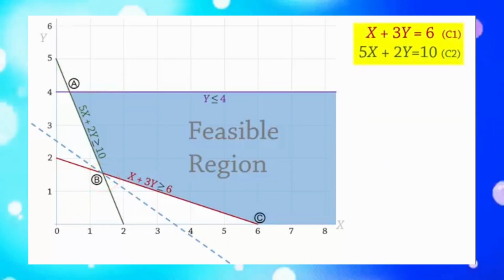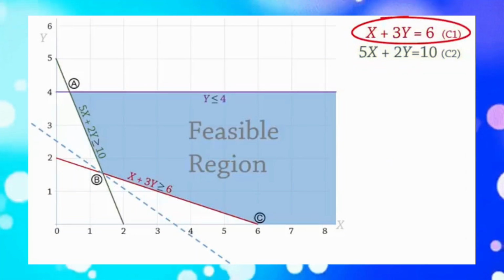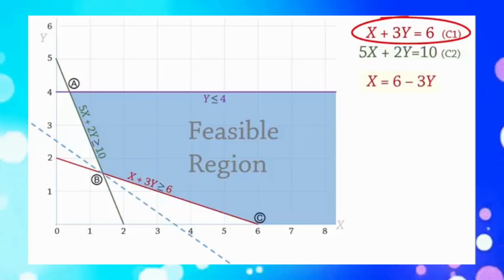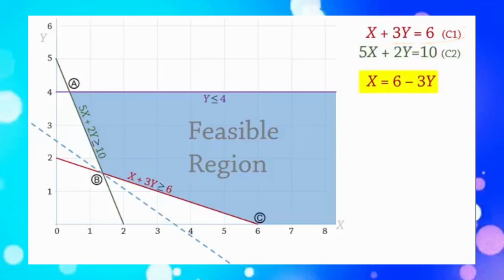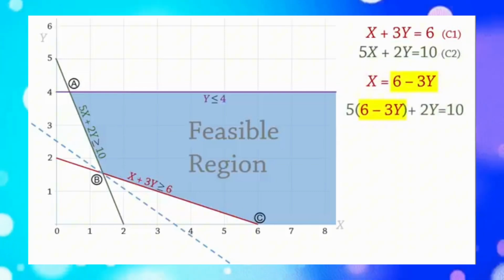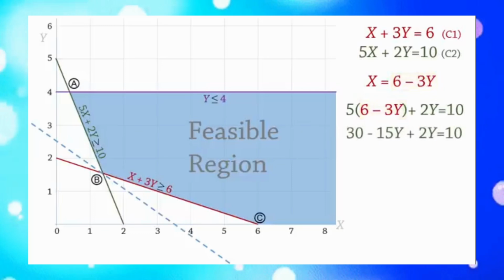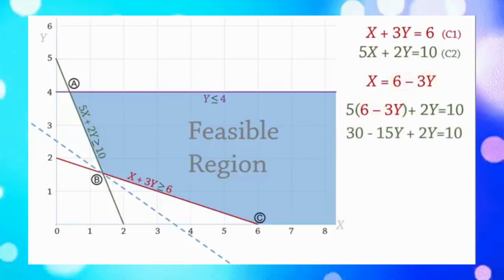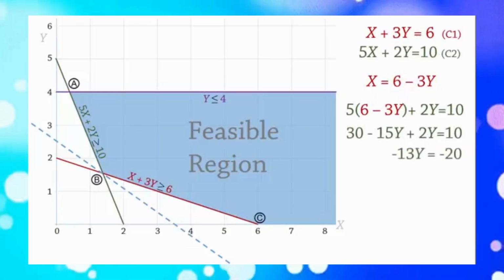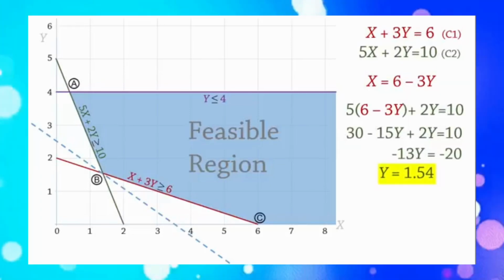Let's use the substitution method. From C1, we can write x in terms of y to give x equals 6 minus 3y. We can then substitute that expression into C2, and that simplifies to 30 minus 15y plus 2y equals 10, which gives negative 13y equals negative 20, and that gives y equals 1.54.